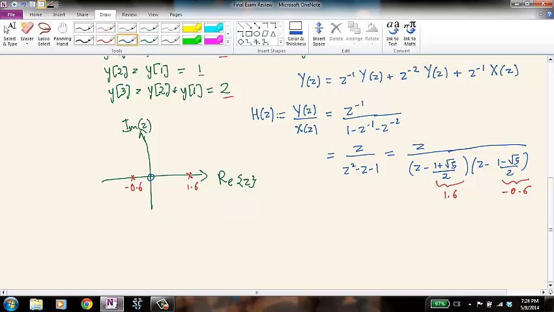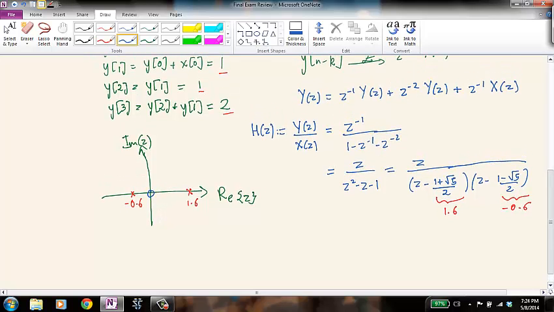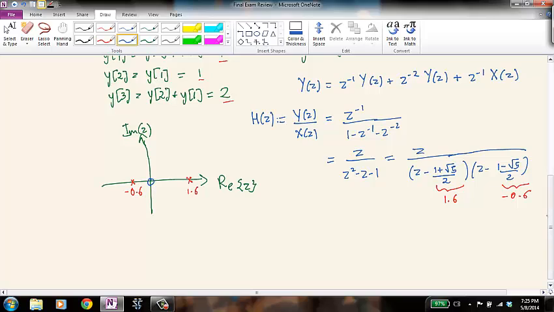So does anyone see how the system is going to behave? Is it stable? It's not stable. Why is that? Right. And you're assuming you have a causal system. So that means your region of convergence is everything outside the circle of radius 1.6, right? So it's not stable.